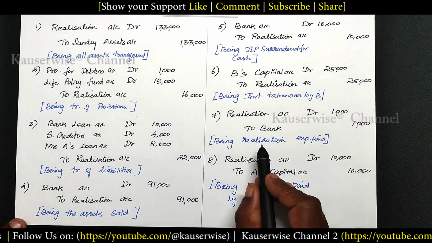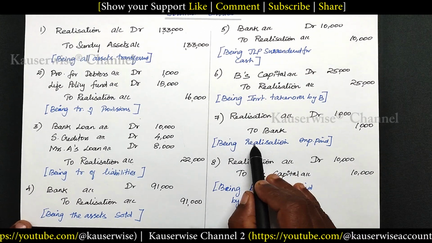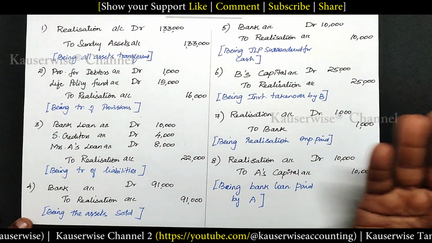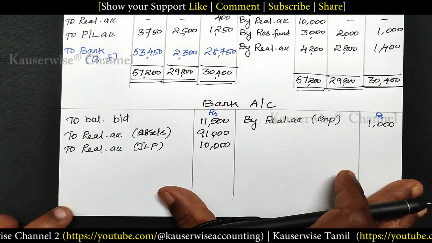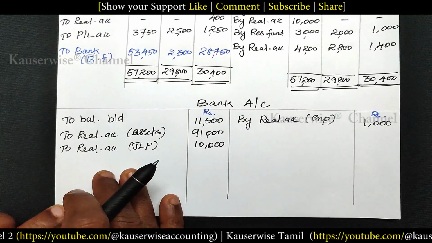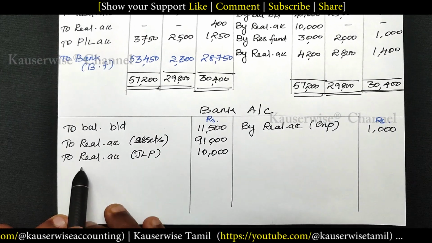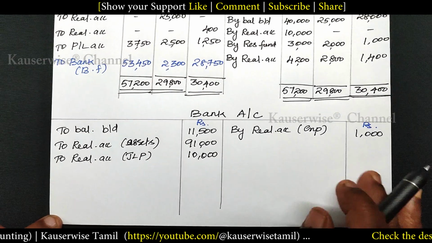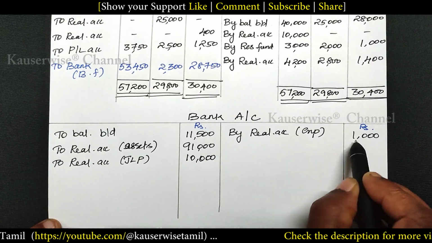And the next one is a payment. Realization to bank. This is the entry for realization expense paid now. So this we need to enter under the credit side, the payment side of the bank account. See the bank account. Under the receipt side, that is the debit side, we have entered the realization account. This is for assets realized and this is for the joint life policy surrendered. Under the payment side, we have entered the realization account. This is for realization expense paid, 1,000.